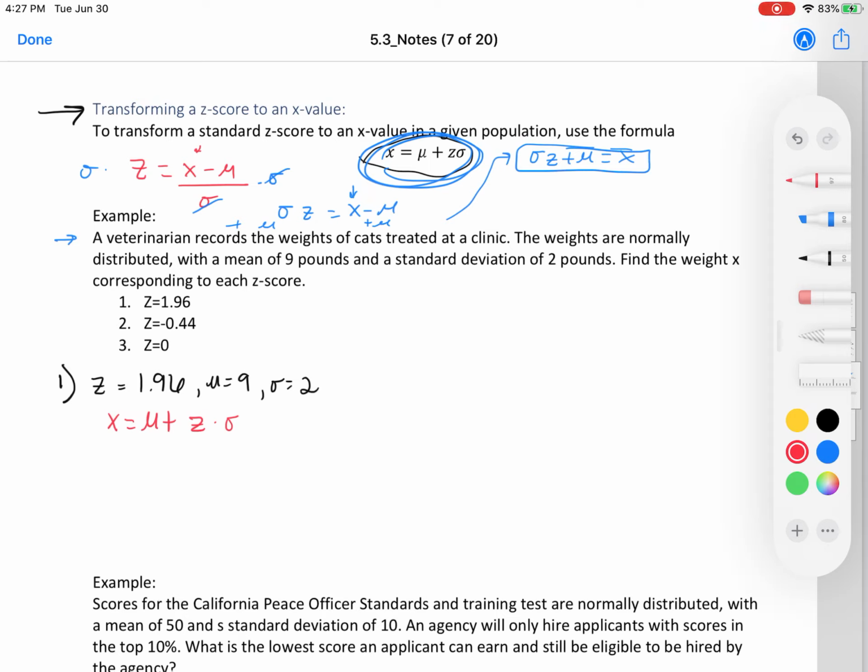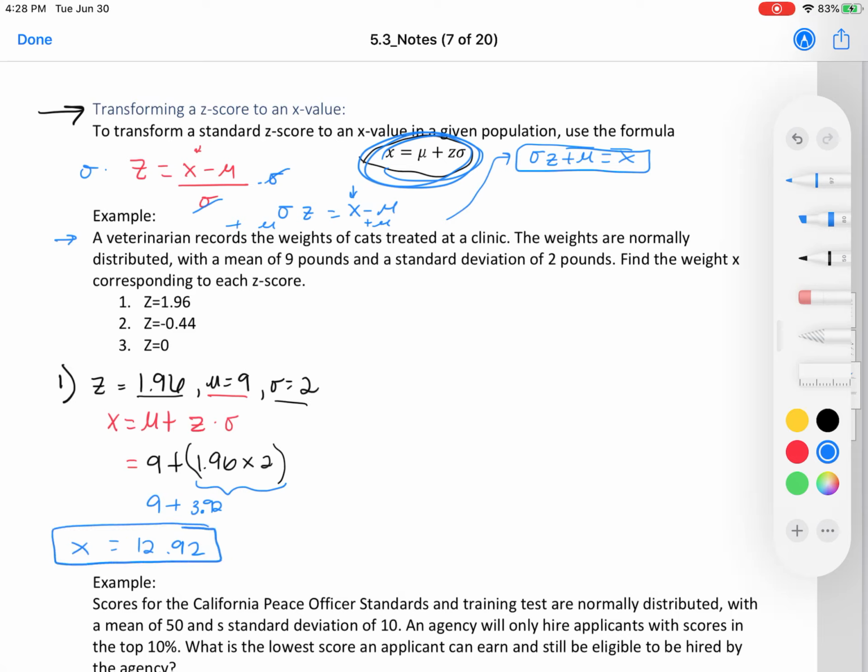Let's enter these values. Our m, which is 9, plus z, my z is 1.96, times 2. Recall order of operations, so you first have to multiply 1.96 times 2, which is 3.92. And then we add 9 and get 12.92. And that's our answer. That's our x that corresponds to that z-score given the mean and standard deviation.